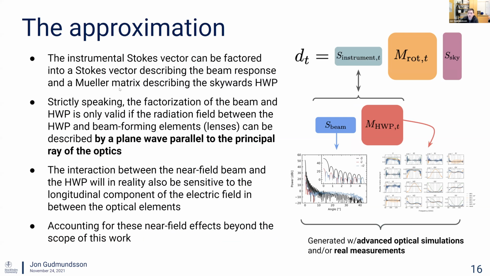So, in other words, the approximation that we made is that the physical beam that is defined by the 2 lenses in our telescope is treated as if it's a plane wave that is then hitting the half-wave plate and then propagating out to the sky. In fact, this is only valid if the radiation field between the half-wave plate and the beam-forming elements is parallel to the principal ray of the optics. So we allow ourselves to break up this instrument Stokes vector into the Stokes vector that represents the beam and the Mueller matrix that represents the half-wave plate.